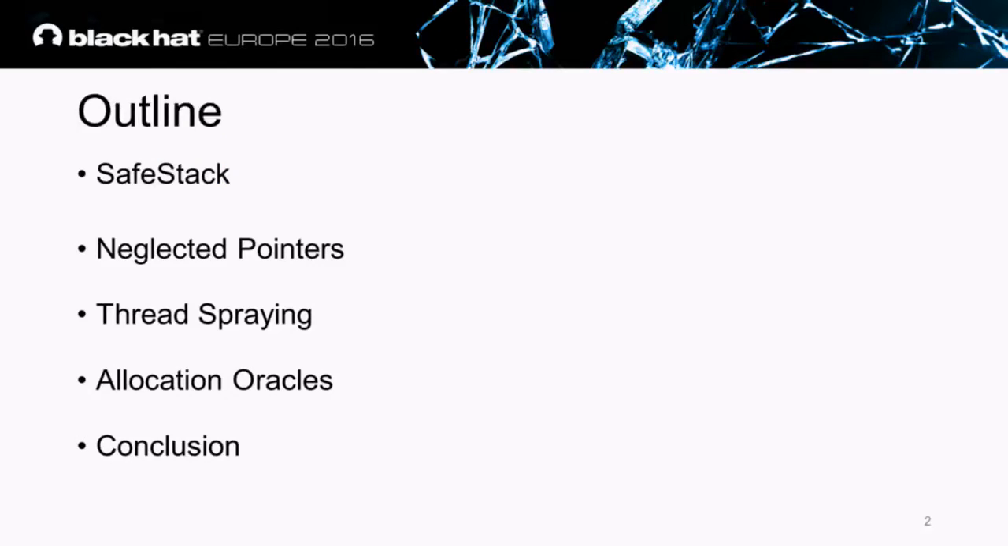So let me give an outline of the presentation first. I will first explain what SafeStack is. We will look at what it is good for, look a little bit at its internals, and then we will look at its weaknesses. So we will look at neglected pointers, which are implementation issues. Then we will look at two more fundamental problems like thread spraying and allocation oracles. And then we will conclude the talk.